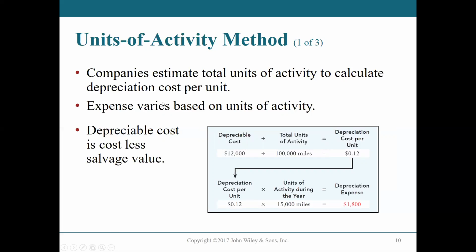So to do the units of activity method, the first thing we do is figure out the depreciable cost, which is the cost minus the salvage value. And then we divide that by the total units of activity. If you remember, this truck, they decided, had a useful life of about 100,000 miles. That's as long as they wanted to keep it. So if we take our depreciable cost of 12,000, divide that by its life in units, 100,000 miles, that gives us a depreciation rate per unit, or in this case, 12 cents per mile. Then we take that depreciation rate or cost per unit, multiply it by the number of units of activity during the year, and that gives us our depreciation expense for the year.